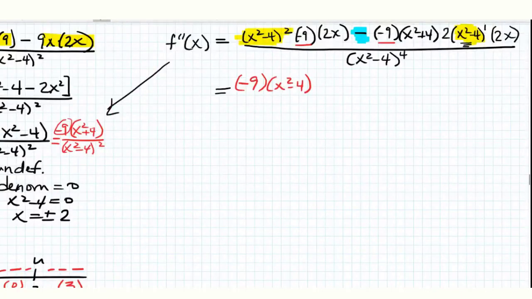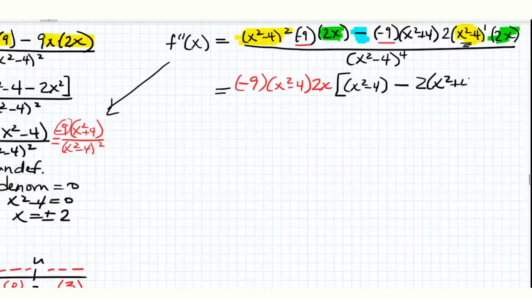Always take the lower of the two powers. And then on the left, we have a 2x. And on the right, we also have a 2x. So we could take that out. So let's see what's left behind. Okay, so in the first term, we have one of the x squared minus 4's left. And we took out the -9 and the 2x. And then here's the subtraction. And in the second term, we have only the 2 and the x squared plus 4 left.